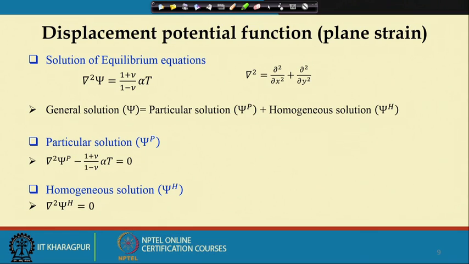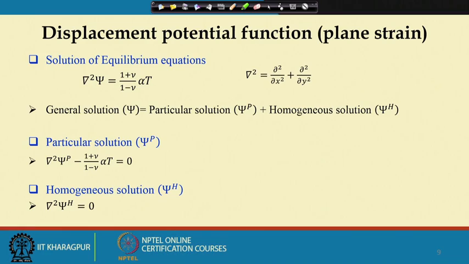But the important thing here, if you look carefully, is that if you use the displacement potential function, you can essentially convert to a single equation, which is essentially a Poisson's equation with a right hand side or force vector, which is due to the thermal part. So T is a function of xy now. So this equation with the boundary condition we can solve for the general solution with the help of the particular solution and homogeneous solution.